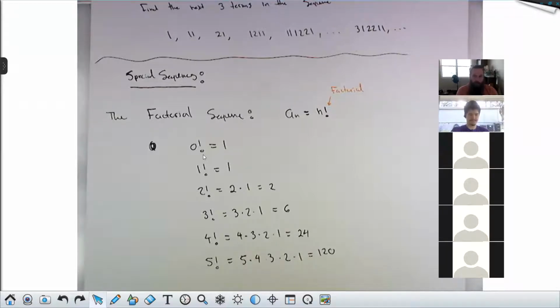If I have just one person coming to dinner, how many ways should I be able to arrange them at the table? Well, there's just one person, so there's just one way to sit him down at the table. So 0 factorial should be 1.